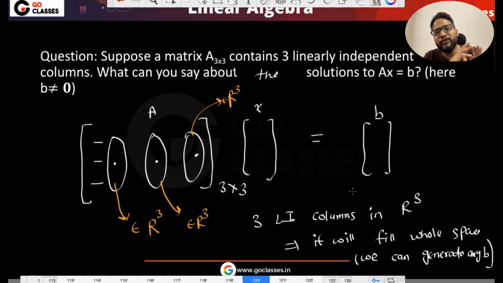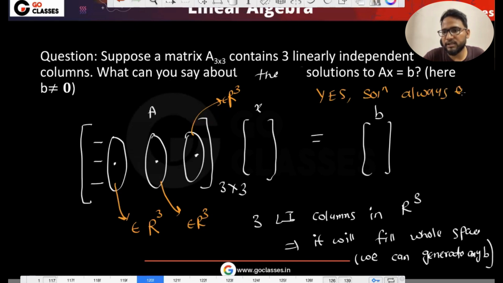So see, we will be doing these kind of questions only today, and don't worry if you are not getting the first question, you will definitely get it by the second or third question. Okay, so this is okay to everyone, right? So you will say that yes, solution always exists. So what can you say about the number of solutions? Let me write here. Yes, solution always exists.